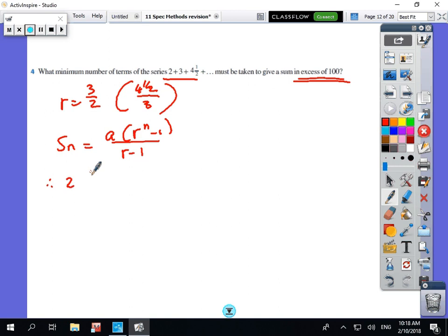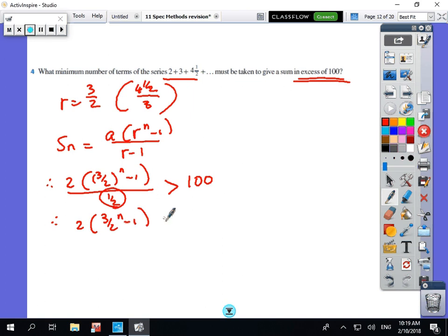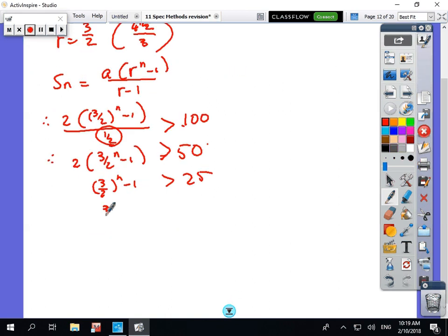So 2 times 3 over 2 to the power of n minus 1 over a half has to be bigger than 100. So multiply both sides by 100 and then divide by 2. I'll do it in steps. So 2, 3 over 2 to the n minus 1, multiply both sides by a half, gives me greater than 50, and divided by 2, we got 3 over 2 to the n minus 1 has to be bigger than 25. So 3 over 2 to the n has to be greater than 26.